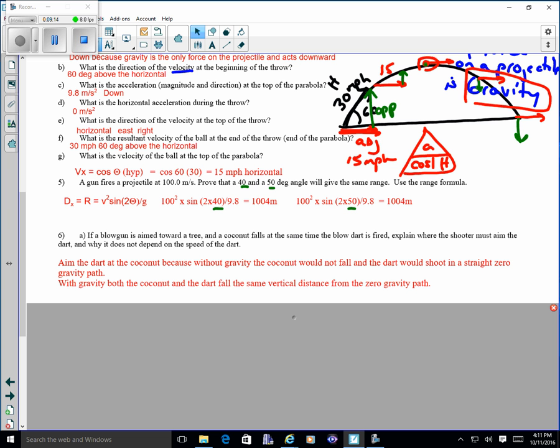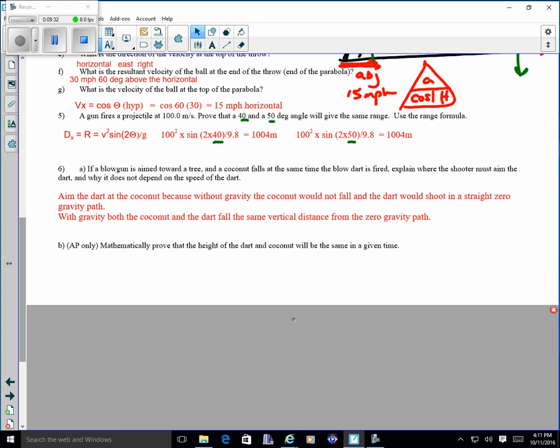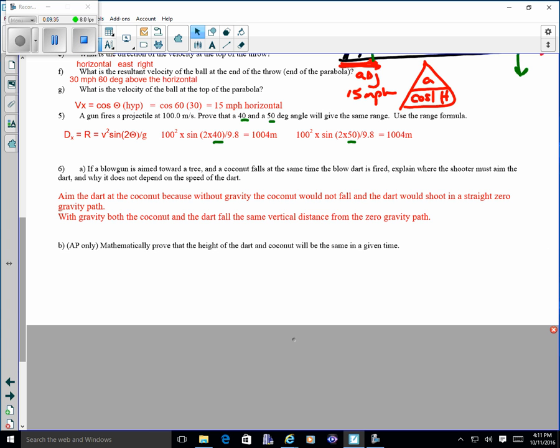Well, you're going to aim the dart directly at the coconut, and let's see if I can draw this out a little bit here. And say that this is my gun right here. Here's my little blow gun with the dart in it. And here's going to be my coconut up here. Now, if there was no gravity, the dart would come right at the coconut. And so I'm going to call this my zero gravity path. Zero G path. So if there's no gravity, the dart goes straight, the coconut just floats.